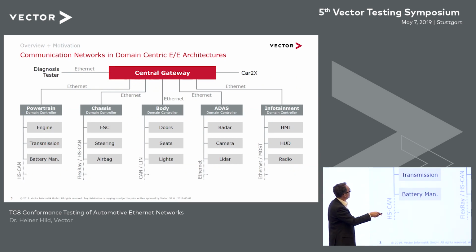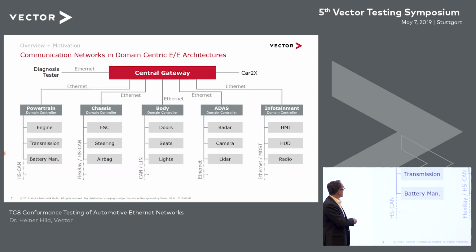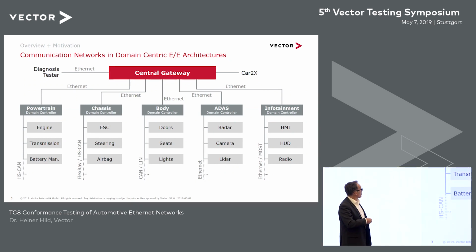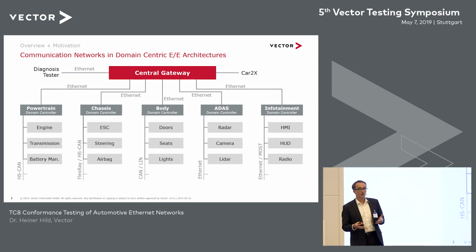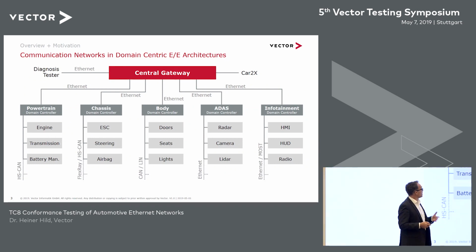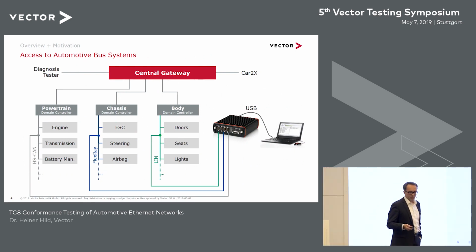So it gets started with one or few central and very high-performing gateways, then domain controllers with the known domains, powertrain, chassis, body, others, infotainment. They are managed by those domain controllers, and on that level you will essentially find Ethernet connections, partly also in domains like infotainment or others. There will be more and more Ethernet connectivity, and that is needed, and it's a motivation to also take a look at how you can test that.